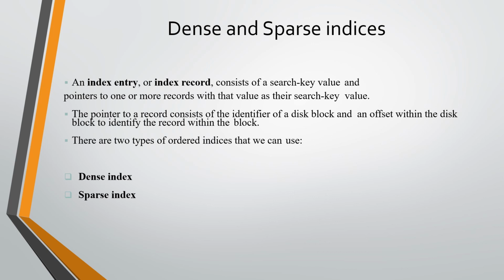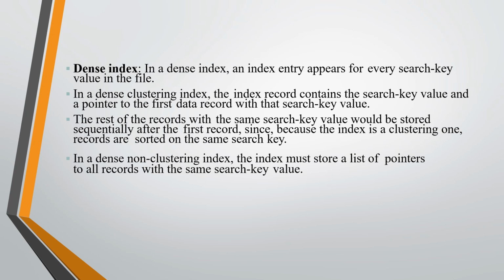And here we will discuss what dense and sparse indices are. An index entry or index record consists of a search key value and pointers to one or more records with that value as their search key value. There are two types of ordered indices that we can use: dense index and sparse index. Dense index means that in a dense index, an index entry appears for every search key value in the file.